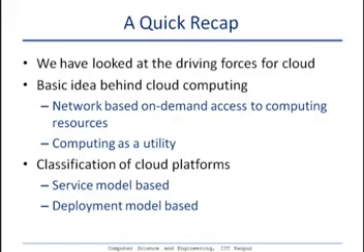And we have looked at the classification of cloud computing platforms, which is typically based on two factors. One is the service models and the deployment model. Service model means infrastructure as a service, platform as a service, software as a service, etc. And deployment model means how the cloud platform is set up, whether it's a private, public, hybrid, or a community cloud.